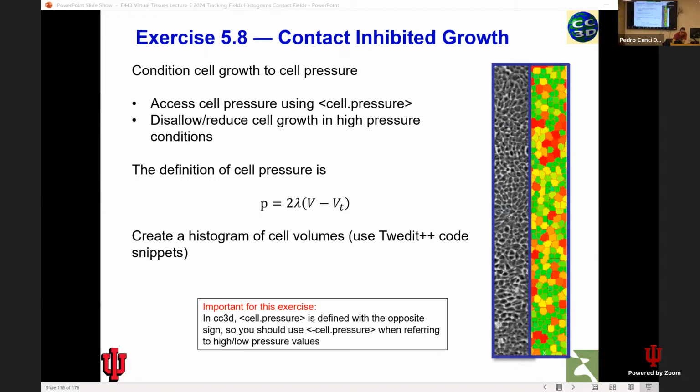Oh, so that explains why I was confused about the target volume thing. Not that, the thing we were talking about with the target volume.